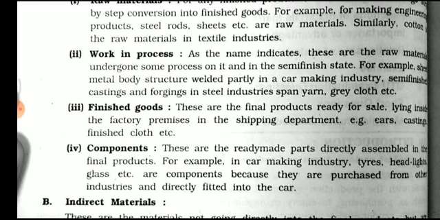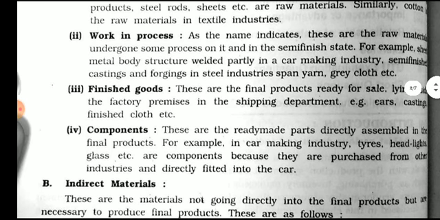These are ready-made parts directly assembled into the final product. Components are directly available in the market, so they are ready-made parts assembled directly into the final product. For example, in the car making industry, tires, headlights, glass, etc. are components because they are purchased from other industries and then directly fitted into the car. So all these things are not manufactured in only one industry. So these are the components.